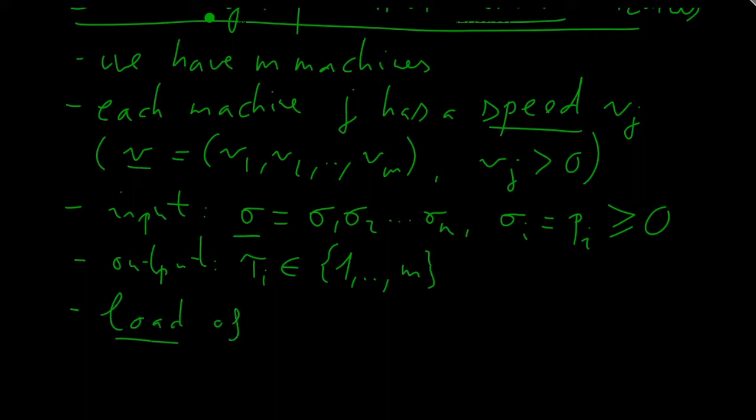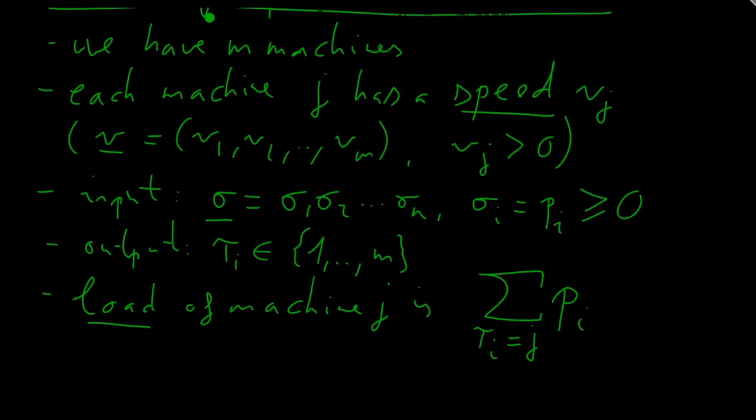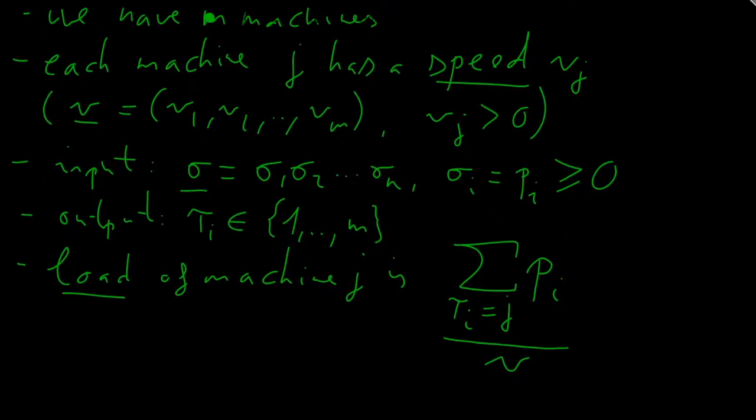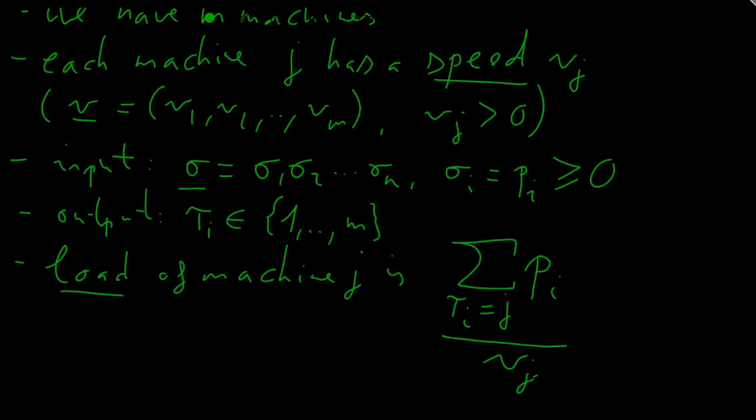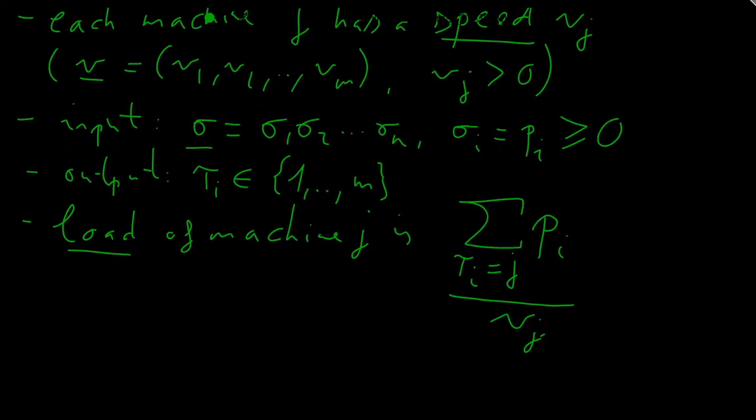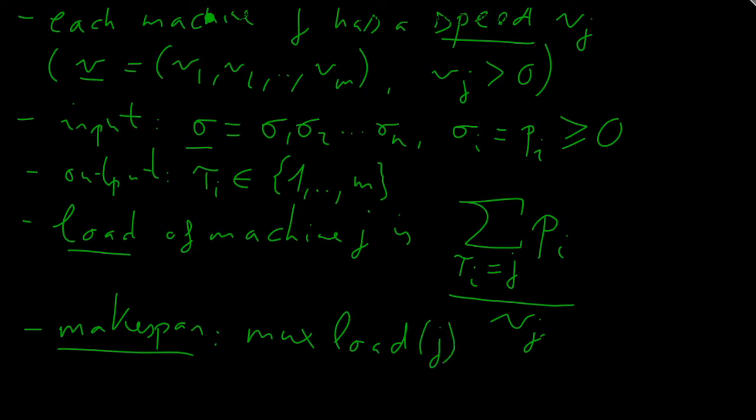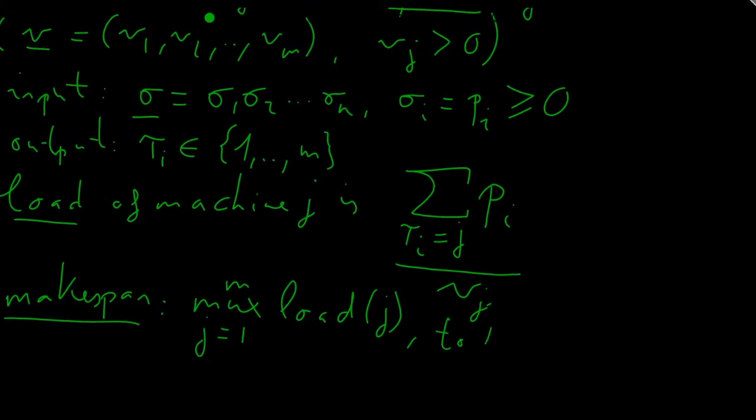And then the load, that's different. The load of machine j is, first we have to sum the processing cost of several jobs. Which jobs? Those jobs which were assigned to machine j, but in this variant we have to divide the cost by the speed of the machine in question. So basically a machine with a speed of 2 can process twice as many jobs in the same amount of time as a machine having a speed of 1, a unit speed machine. And again we will have the makespan, and this is just the maximum of the loads over j from 1 to m. This is to be minimized.